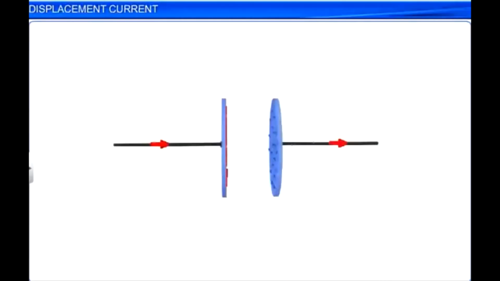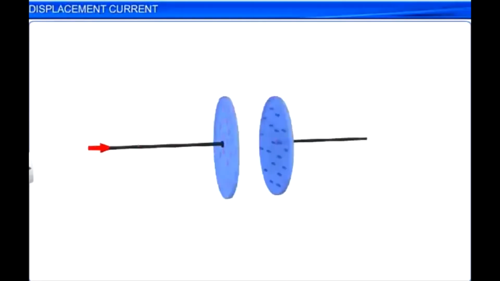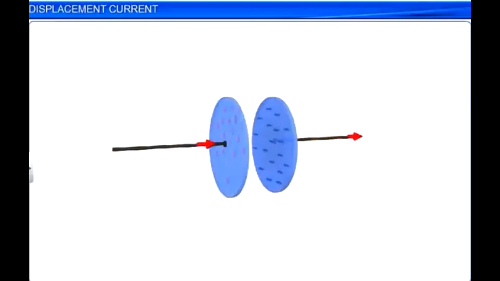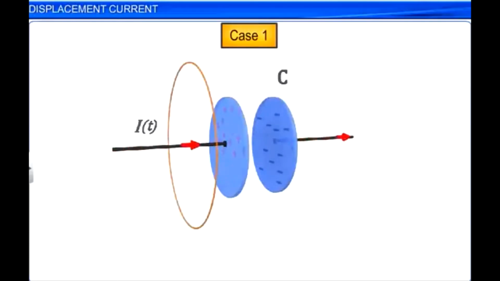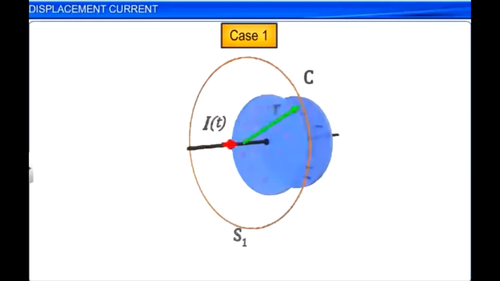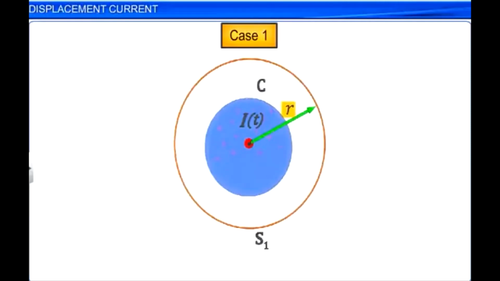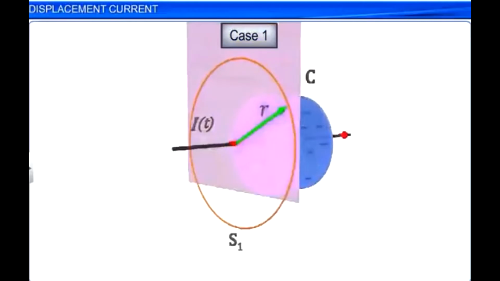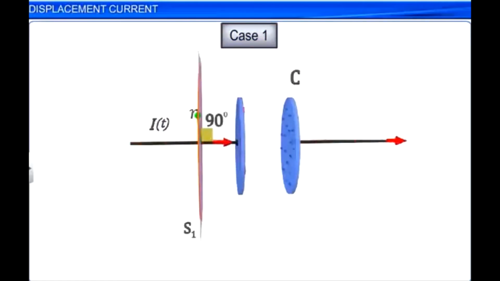To calculate the magnetic field produced by the change in the electric current with respect to time using Ampere's law, consider the process of charging a capacitor C by connecting it to a time-dependent current I(t). As a first case, consider an imaginary circular loop S1 of radius r, which is outside the capacitor. The plane of the circular loop is perpendicular to the direction of the current in the conductor, and the center of the circular loop coincides with the conductor.